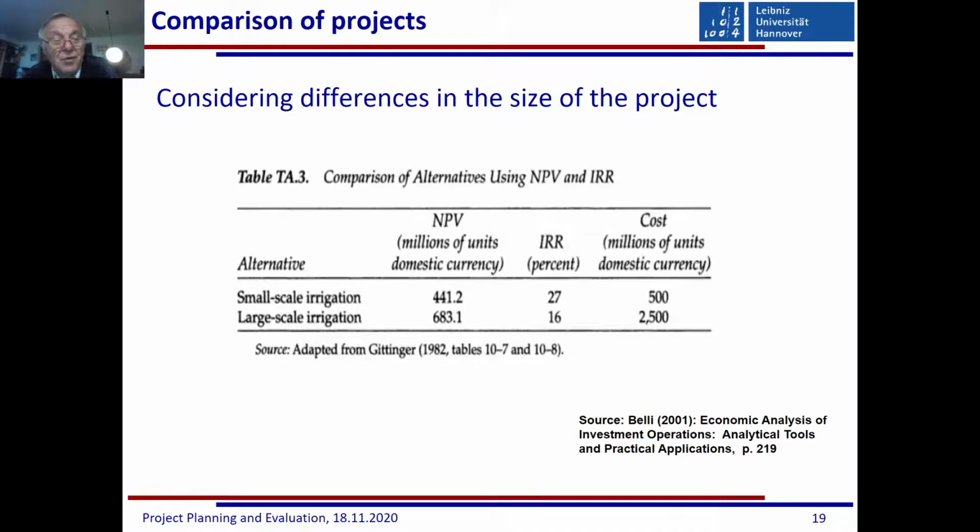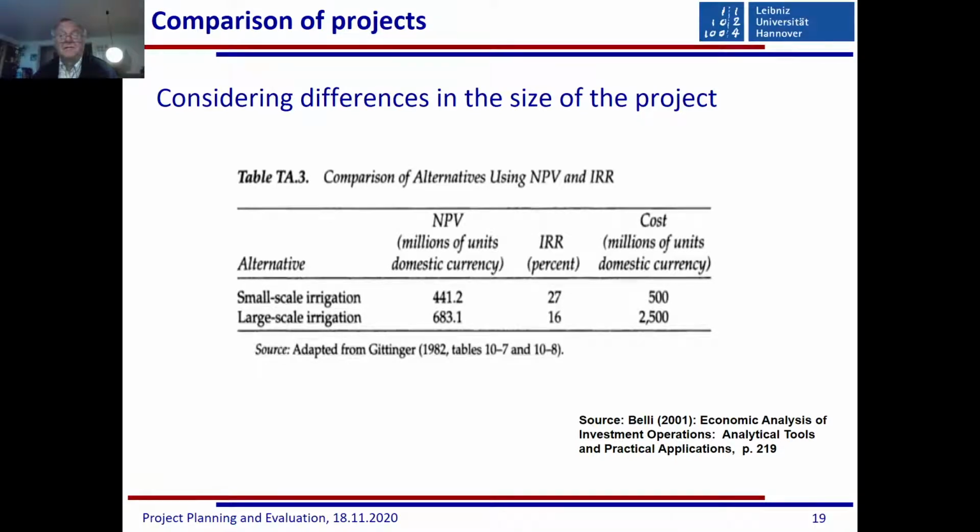So we have small-scale irrigation and we have large-scale irrigation. Naturally, the NPV, in millions of some domestic currency, of the small scale is lower than the NPV of the large scale. But you see that the IRR of the small scale is higher than the IRR of the large scale. So small scale exceeds large scale.